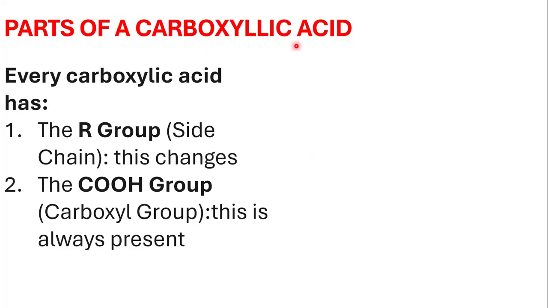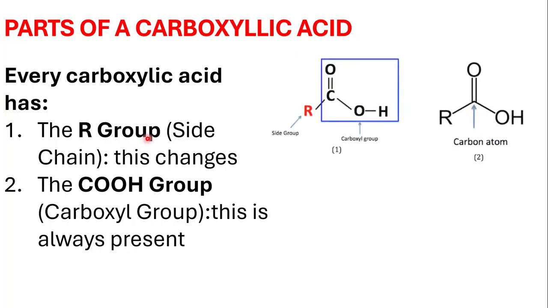So what are the parts of a carboxylic acid? Well, we could divide a carboxylic acid into two parts. When we look at a carboxylic acid, think of it as two parts. You have the R group, which is the side chain. This can change. And then you have the COOH group, which is the carboxyl group. This is always present. This one never changes.